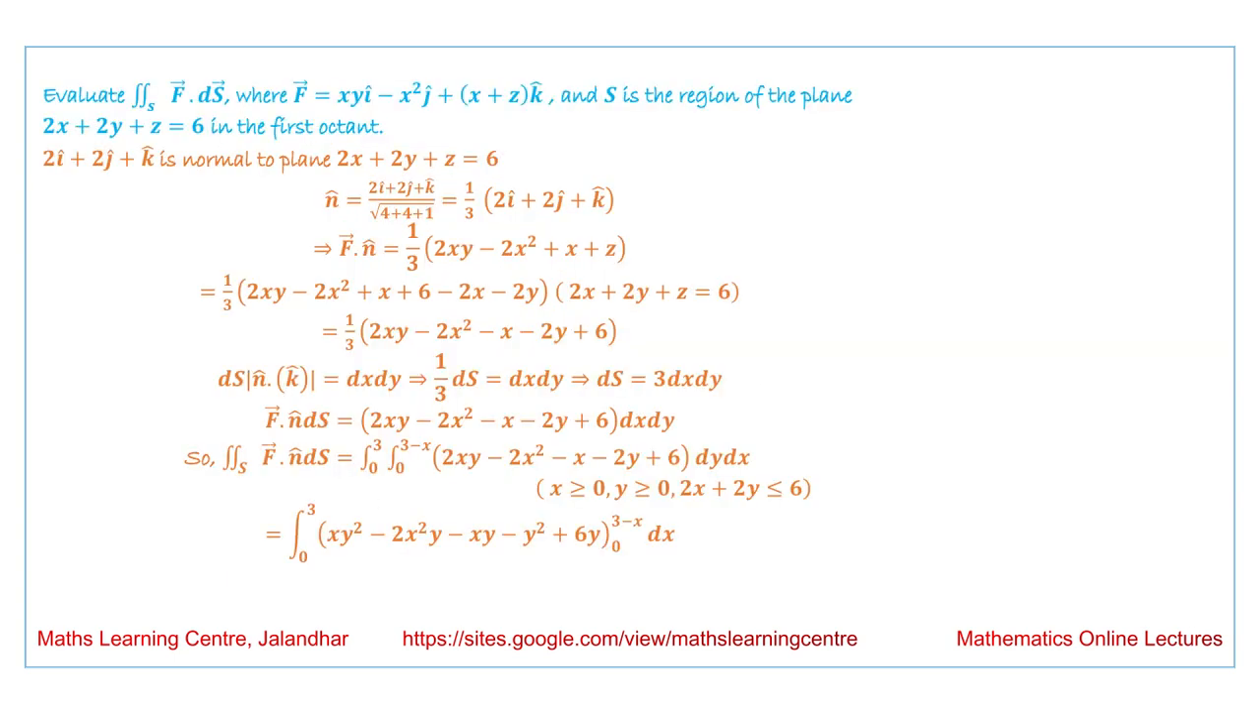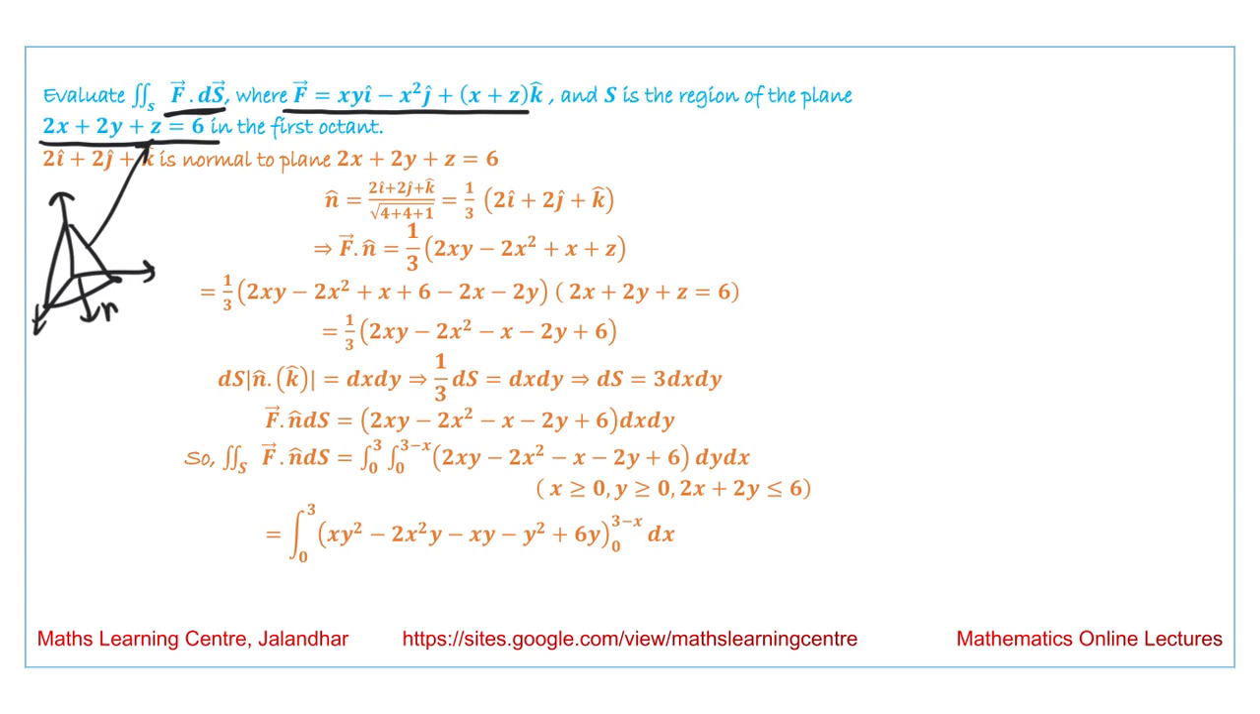Next we have to evaluate the value of F vector dot dS vector. F vector is given and S is the surface bounded by this plane in the first octant. Again, it is a similar kind of situation. We are saying the plane we have is in this form. This is the equation of the plane.